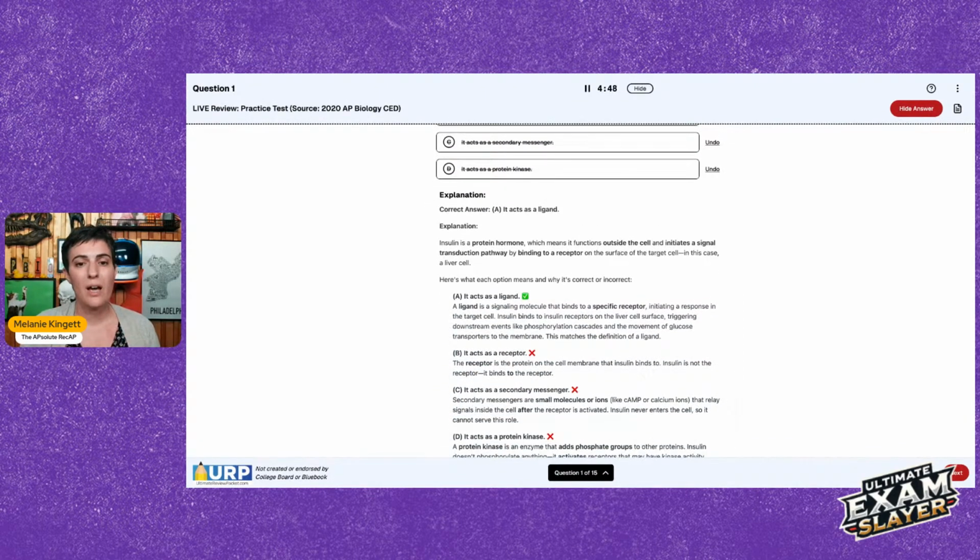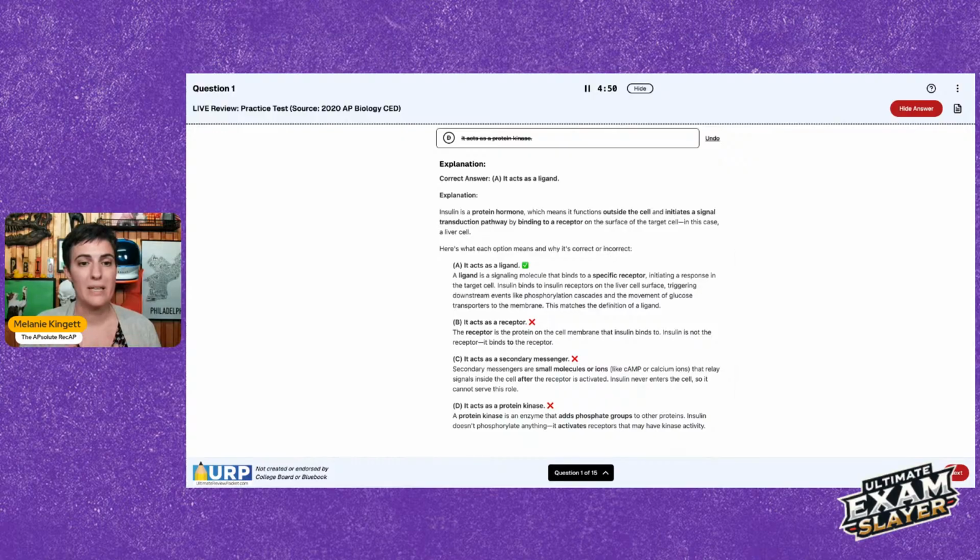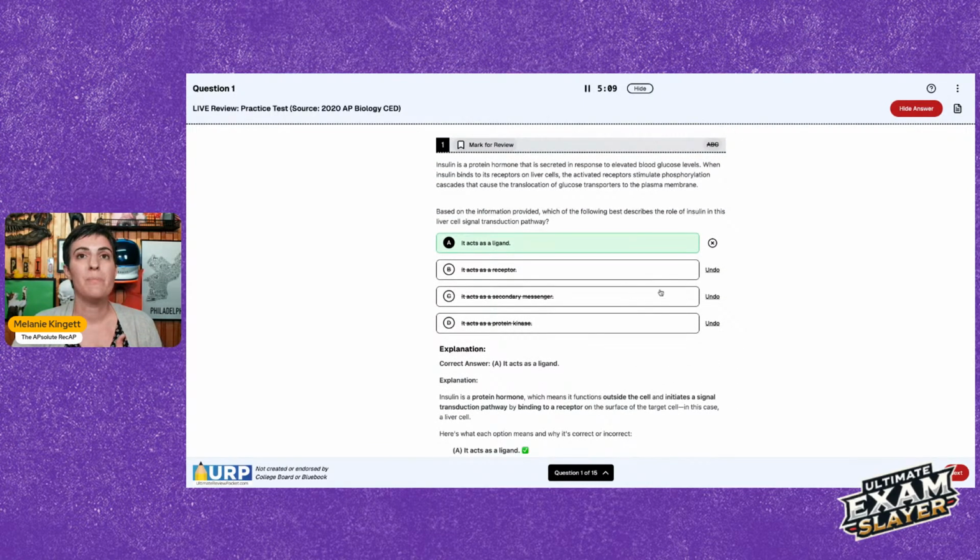So this is the type of feedback you're going to get in these questions, whether you use the ones in ExamSlayer or the ones in College Board. This is what we're hoping for. So it's not just why is it correct, but why are the other ones not going to make any sense? So really the tricky one in this was maybe secondary messenger. I would say it sounds fancier as an option, but it is a ligand.